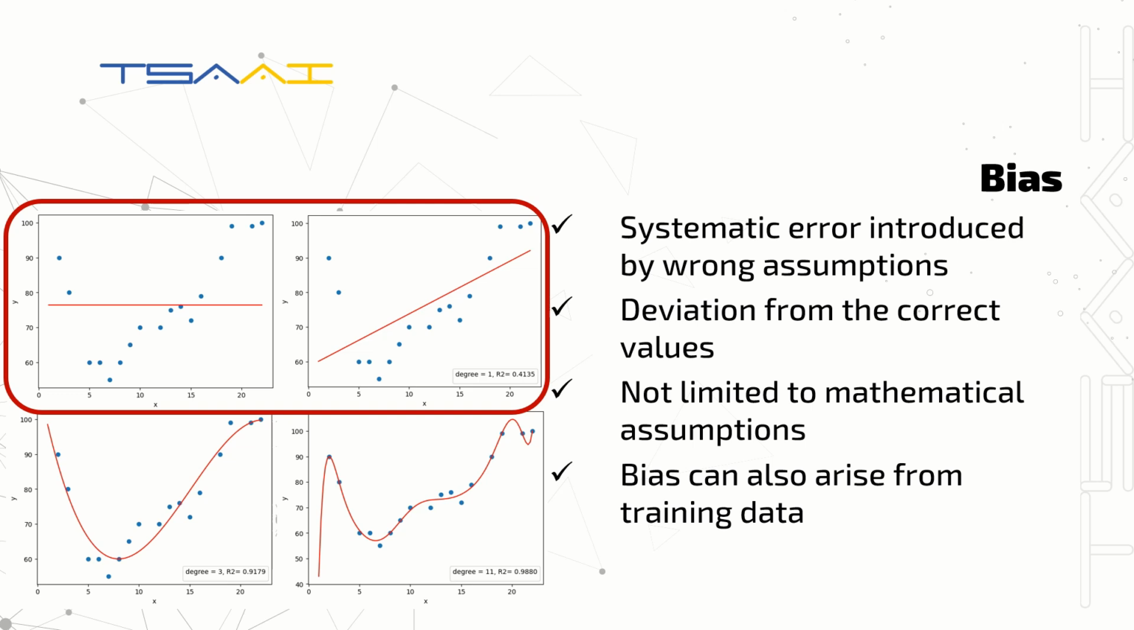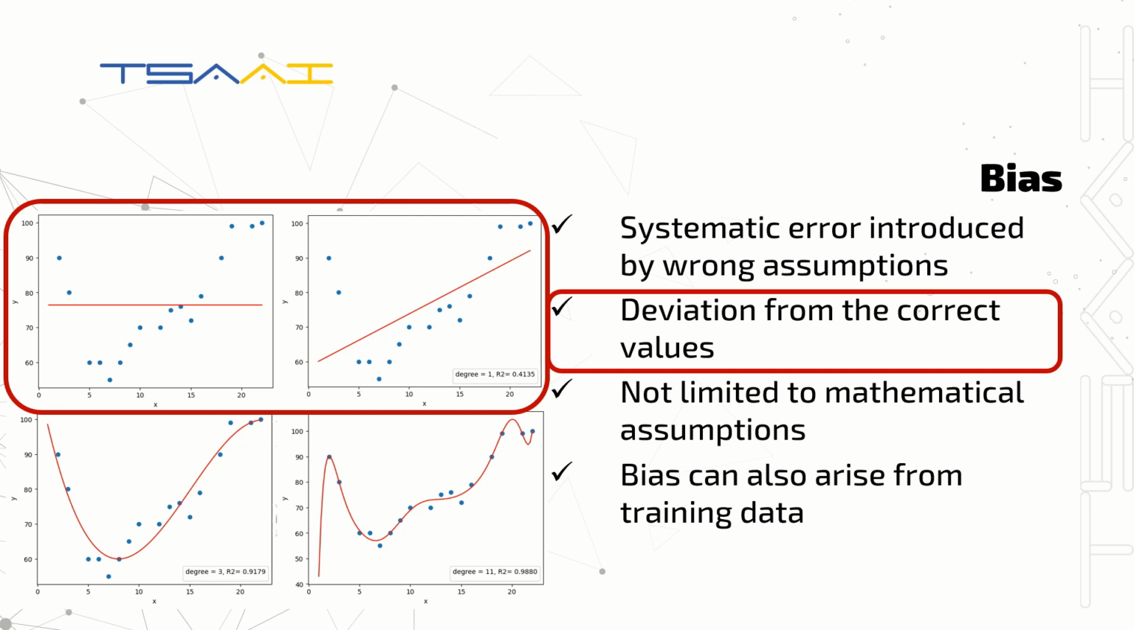Take a look at the first two models in the figure. The simplest model assumes a constant value for all data points, while the second assumes a linear relationship. When these assumptions deviate from the true nature of the data, so-called bias creeps in. Bias represents the systematic errors introduced by these assumptions, creating a deviation from the correct values.